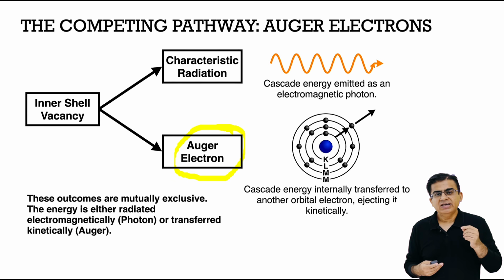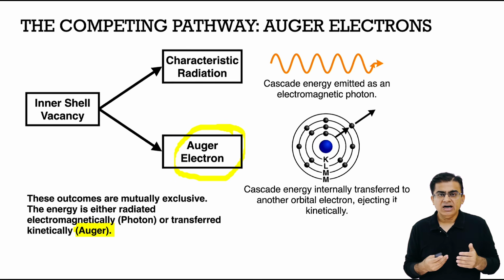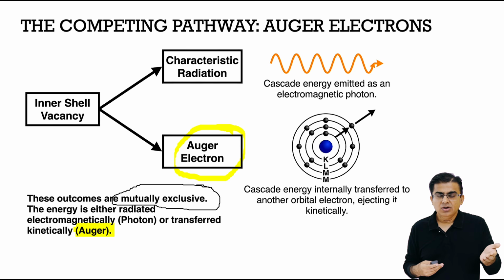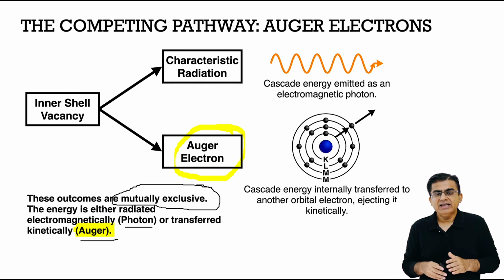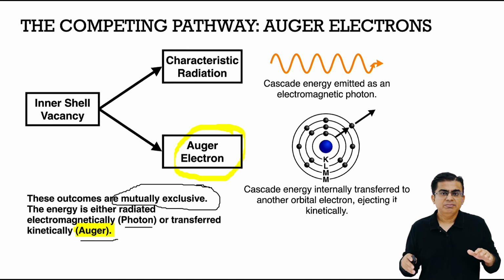I want you to be very clear for your understanding that these two specific outcomes are perfectly mutually exclusive. The healing energy is either radiated outward as a photon or it is transferred internally to eject an Auger electron. The atom absolutely cannot do both at the same exact time. By understanding this competing pathway, you now have a complete clinical picture of these atomic interactions.